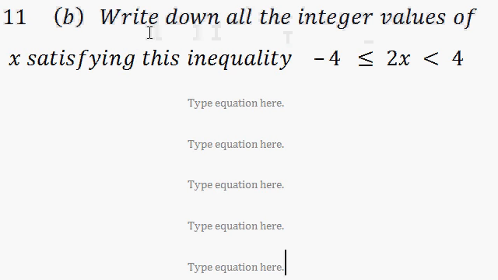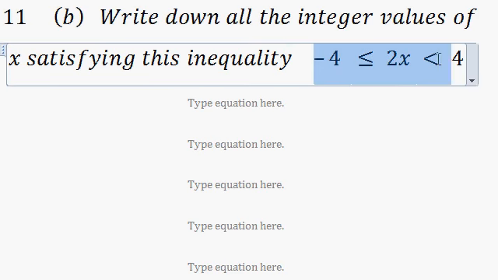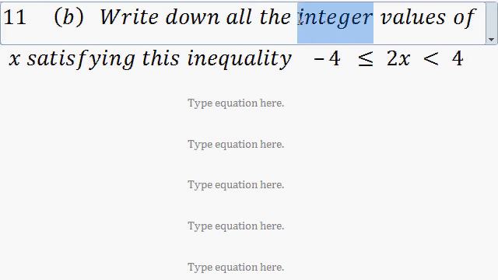You're told to write down the integer values of x that satisfy this inequality. So this here is an inequality. You have expressions and they are related by inequality signs, and you're asked to write down integer values. So first of all, what is an integer? An integer is a whole number, like 1, 2, 3, 4. It's also minus 1, minus 2, minus 3, minus 11, and so on.